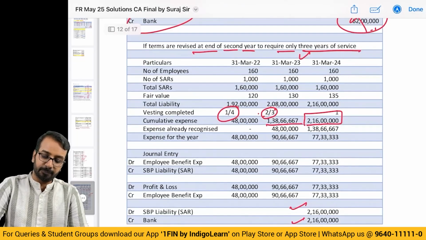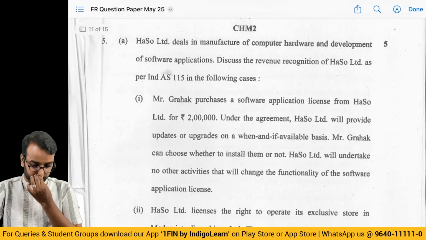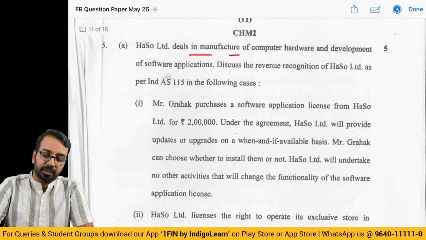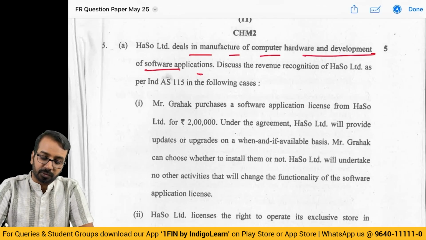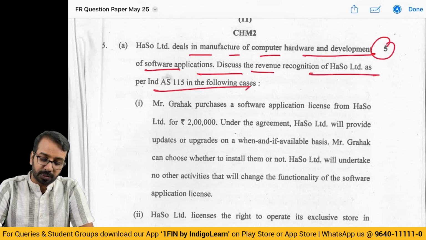Okay. Then Hasso Limited deals in manufacture of computer hardware and development of software application. 5 marks only, 115, surprising. Discuss the revenue recognition as per Ind AS 115.